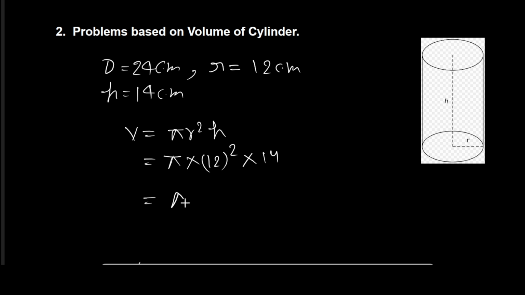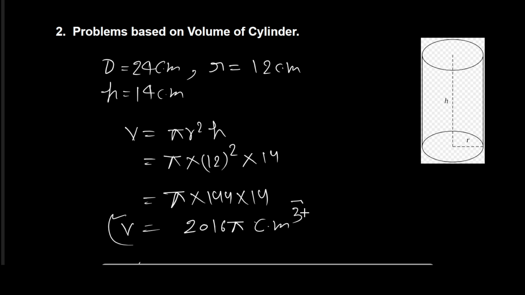Now pi and the square of 12 is 144, and 14. If we multiply 144 times 14, it will give us 2016 pi. So this is the solution of volume in term of pi. The unit of the volume is the unit cube. So in this cylinder, the unit is given in centimeter. So the unit of volume is centimeter cube. So this is the solution of this question.